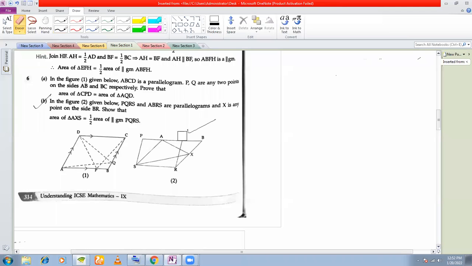So if you read the question, it states: in the figure given below, PQRS and ABRS are parallelograms and X is any point on the side BR. Okay, so which ones are the parallelograms? Let's identify the parallelograms first. PQRS. This is a parallelogram PQRS, right? What is the other parallelogram? ABRS. This is another parallelogram, right? So these two are parallelograms.